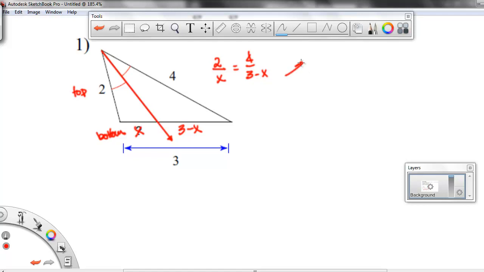Now I'll go ahead and do my cross product like we talked about. So x times 4 will give me 4x. 3 minus x times 2 will give me 6 minus 2x. Now we can go ahead and solve this. I want to get my x's to one side, so I need to add 2x to each side. That'll give me 6 equals 6x. Divide each side by 6, so 1 equals x. This means that that side is 1 and that side is 2, so we have solved for x, and that's what it wanted us to do.